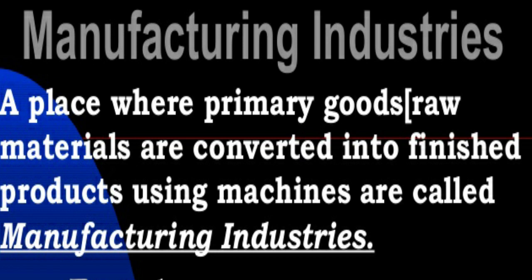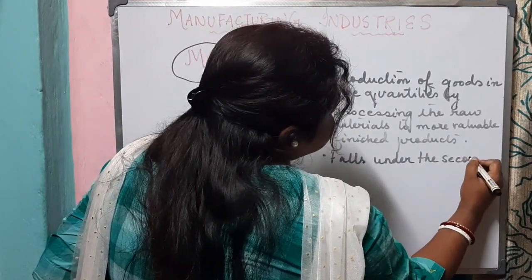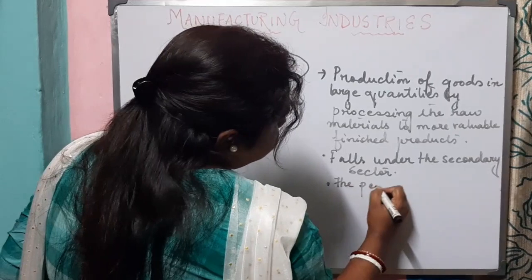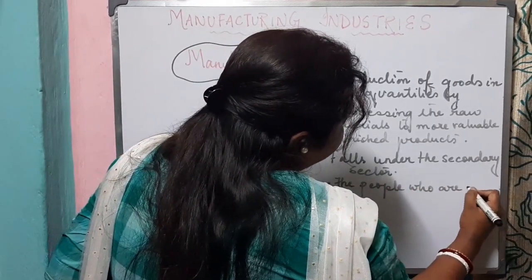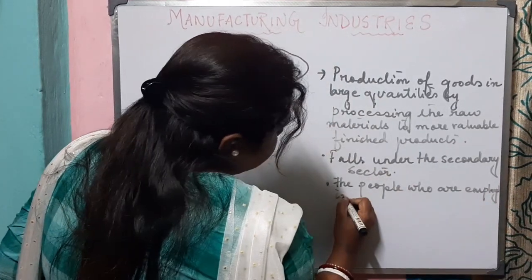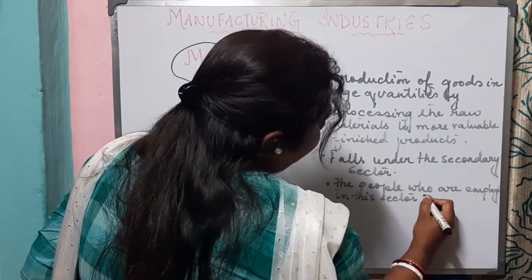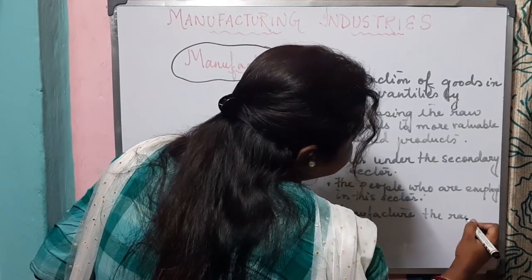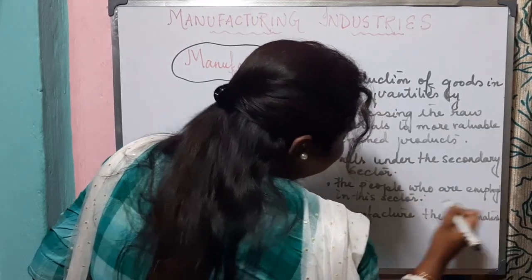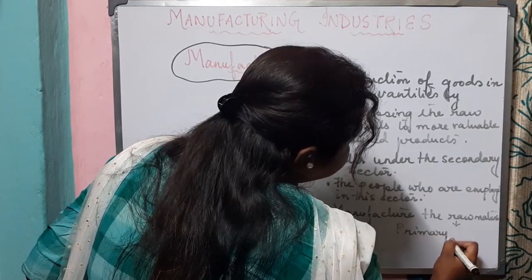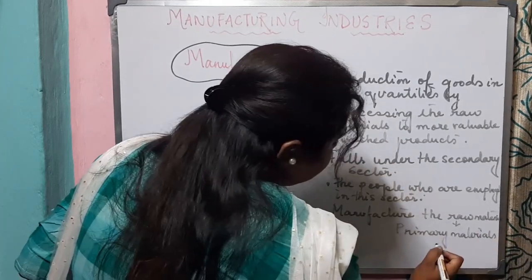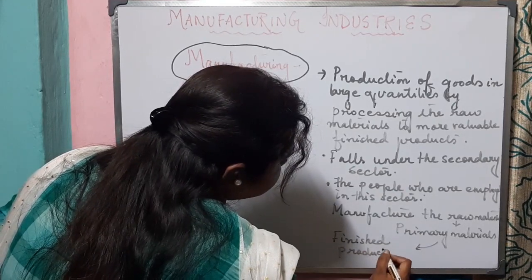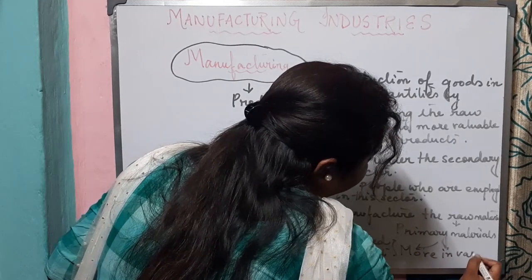Manufacturing falls under the secondary sector. Here, the people who are employed in this sector, what they do? They manufacture the raw materials, that means the primary materials, into finished product which is more in value.